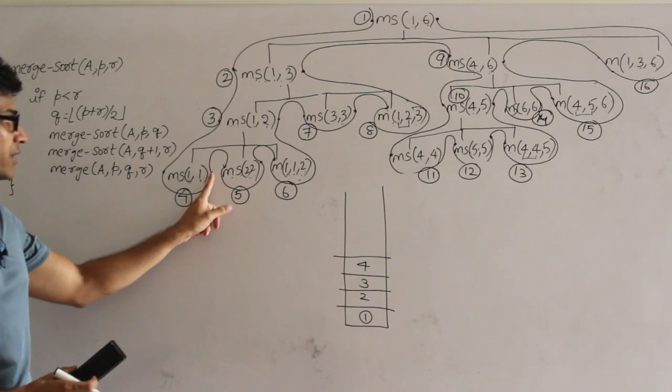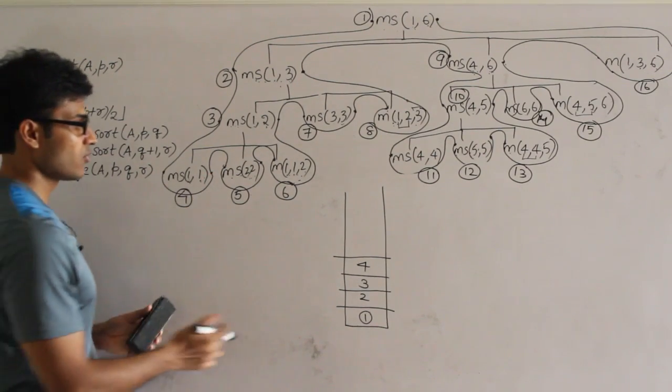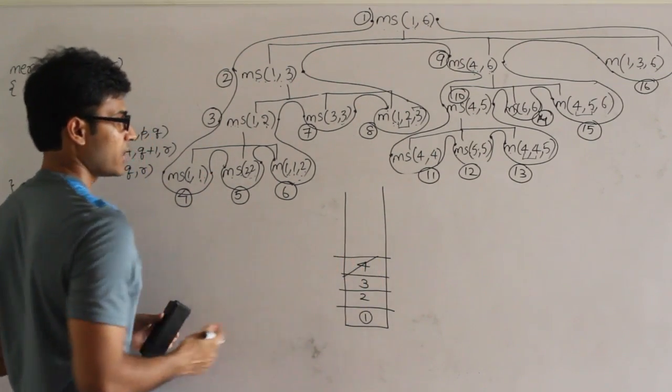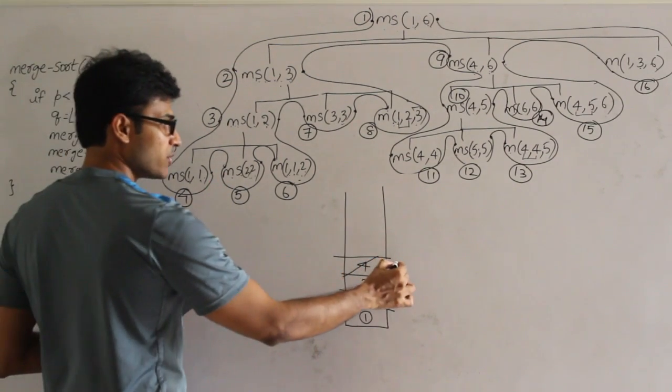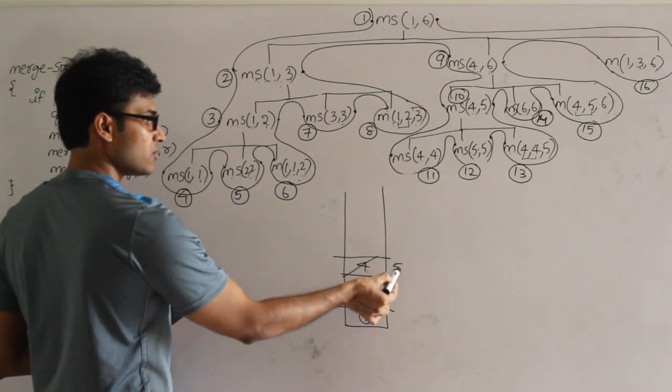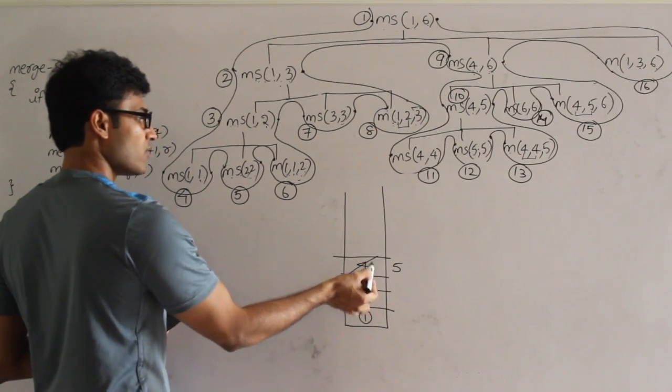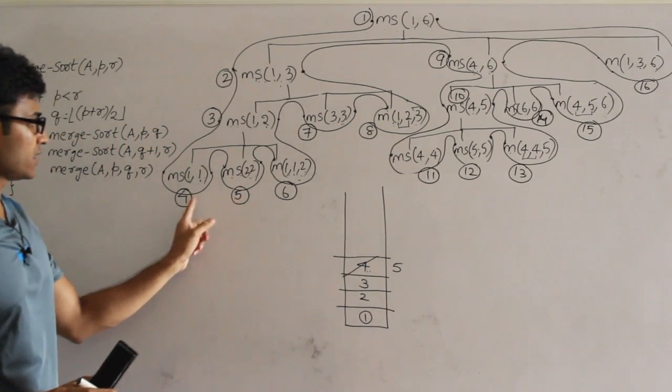And now at this point 4 is over, therefore 4 will be popped off, right? And now 5 will be called, therefore 5 will be pushed onto the same space, into the same cell where 4 was sitting previously, isn't it?